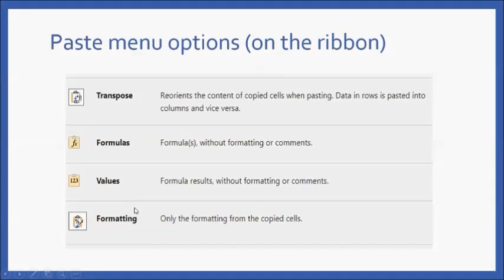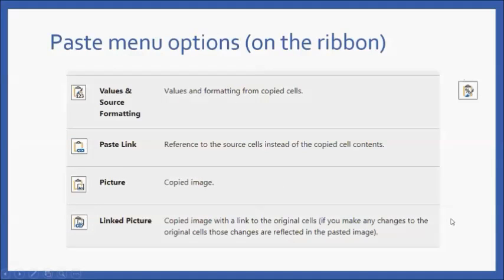Then we have Formatting: only the formatting from the copied cells. Next, we have Values and Source Formatting: values and formatting from copied cells. Next, we have Paste Link: a reference to the source cells instead of the copied cell contents. Next, we have Picture, if you want to copy an image. And then Linked Picture: a copied image with a link to the original cells. If you make any changes to the original cells, those changes are reflected in the pasted image.